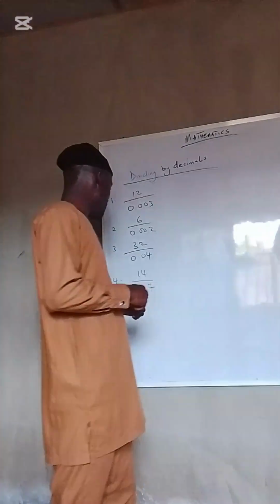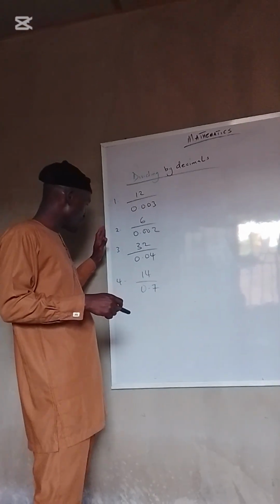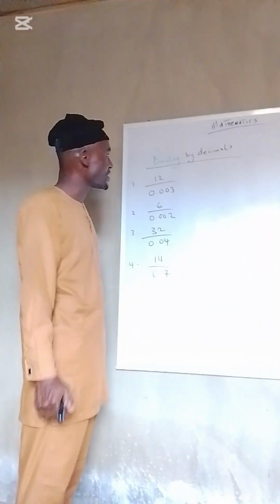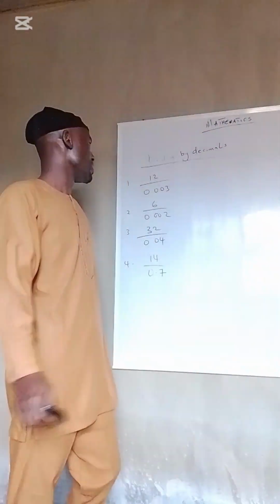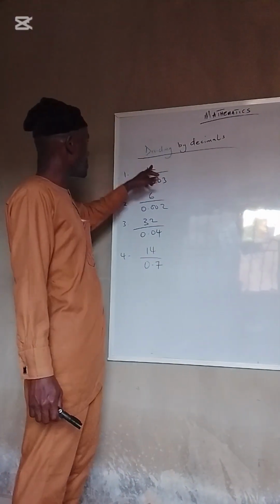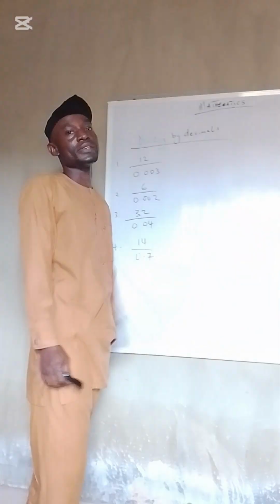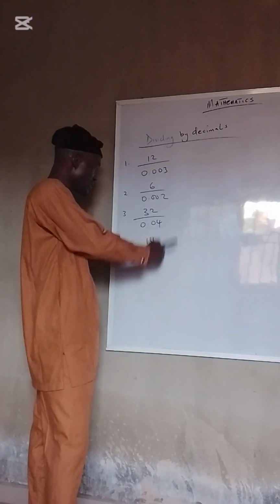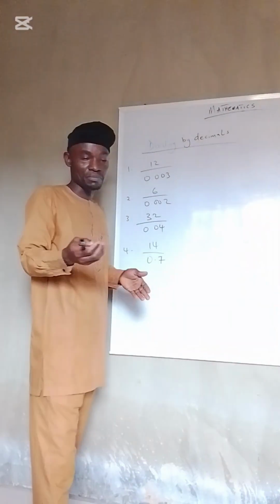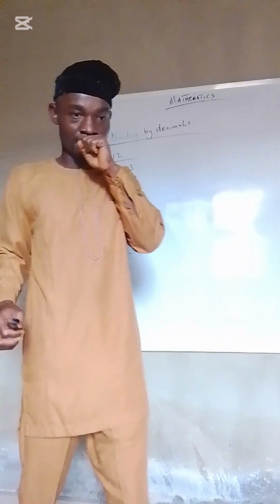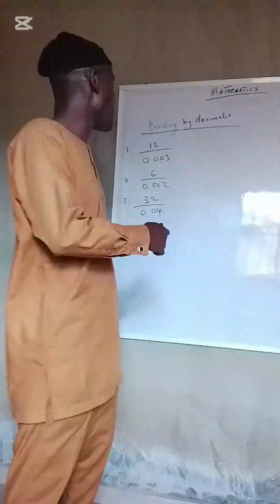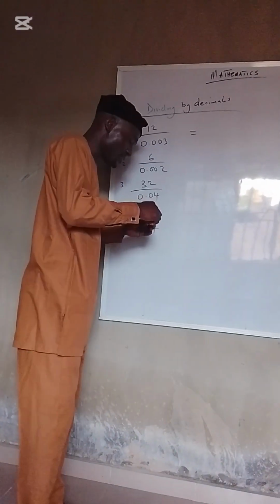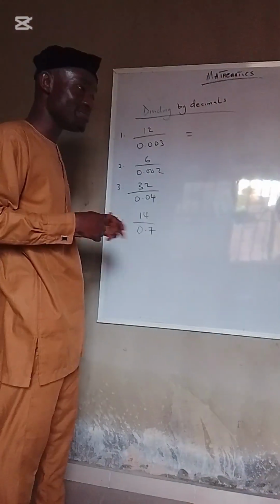Now let's look at this question. For the benefit of those of us that were in JSS classes, junior classes, or in primary school, this topic is called dividing by decimals. But what we discover is that most of us, if we see a question like this, we just go and be pressing our calculator. You don't need a calculator for this at all, anytime you are dividing by decimals like this.